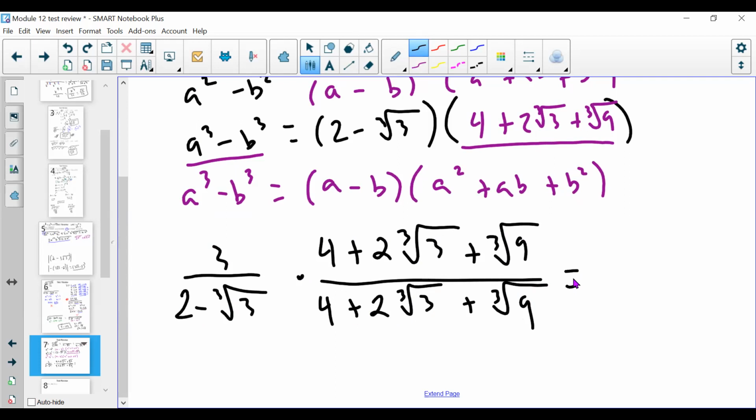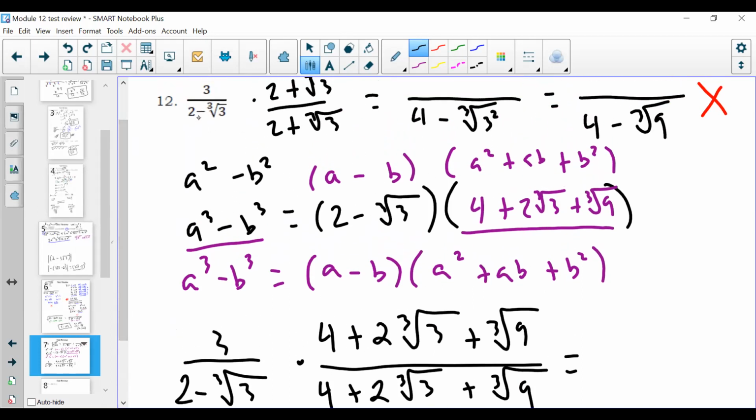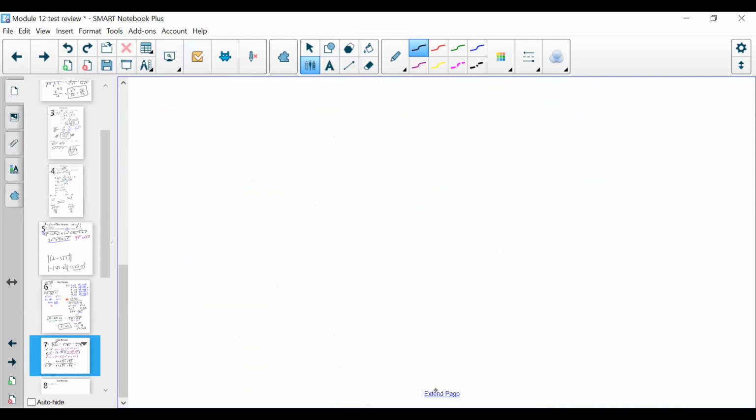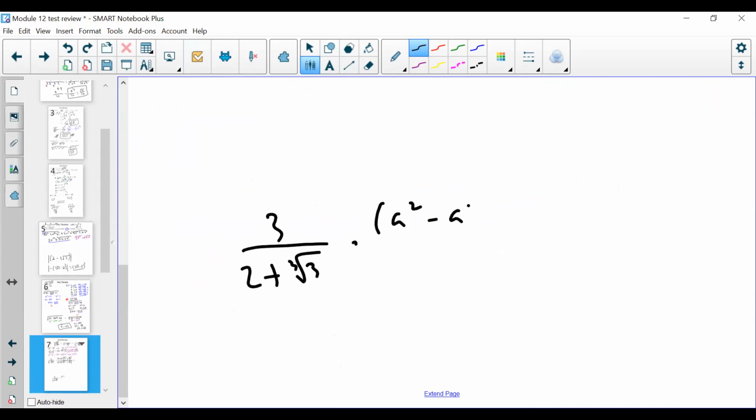Are we just plugging in the a's and b's into a squared plus ab plus b squared? Yeah, that's pretty much what you're doing. But you need to be careful on what's happening here. Because let's say instead I gave you something like 3 all over 2 plus cube root of 3, you have to multiply it with a squared minus ab plus b squared on top and bottom. So just be careful.